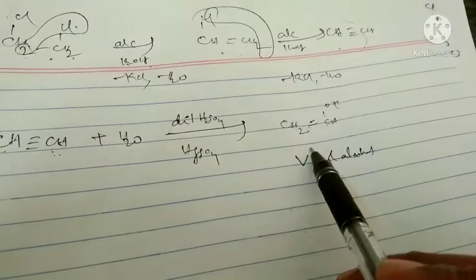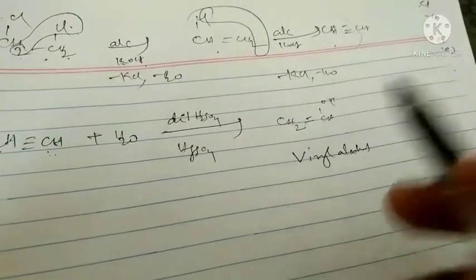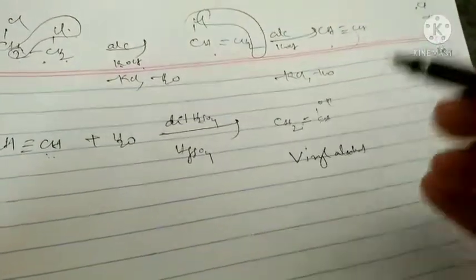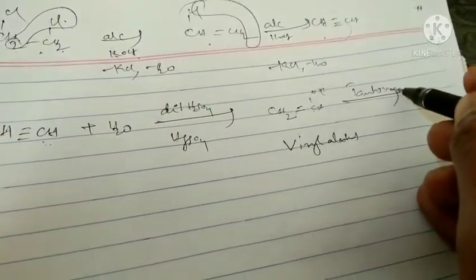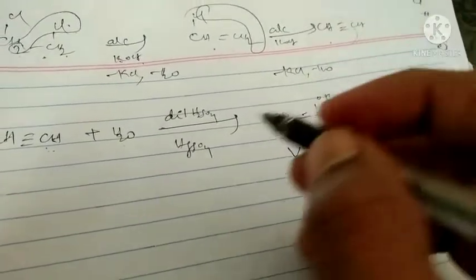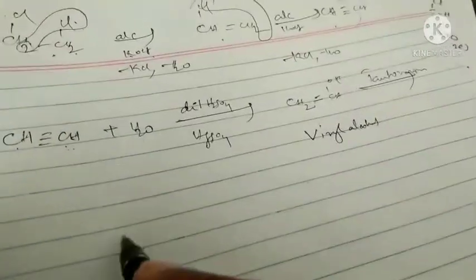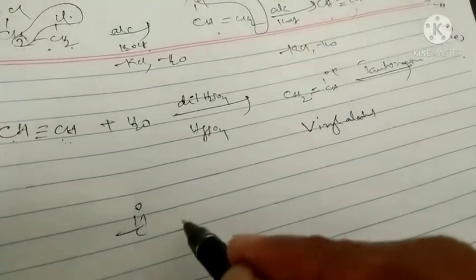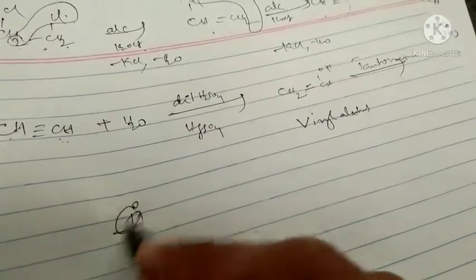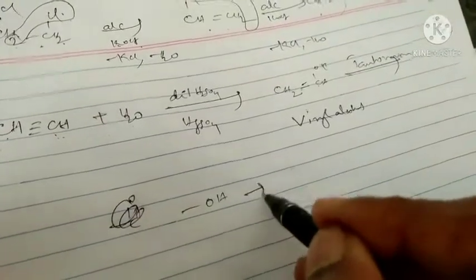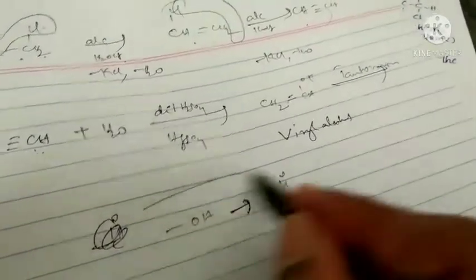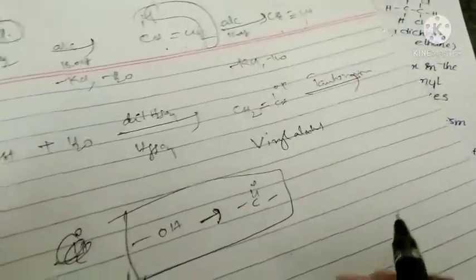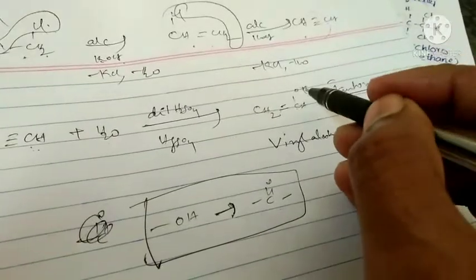Note this point, because these points come in 12th class again. Next, this undergoes tautomerism. What is the purpose of tautomerism? The purpose of tautomerism is that the OH group is converted into a C double bond O group. The OH group converted into a C double bond O group, that is called tautomerism.